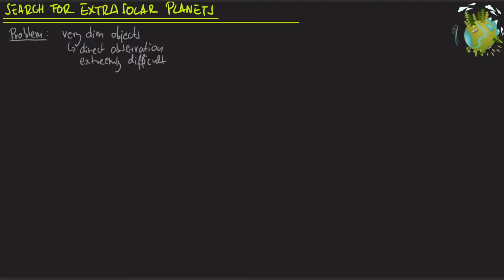Luckily, there's a solution to this problem, and that is indirect observation. Planets will influence their host stars, like bodies will influence each other. So even if it's just a little bit or a tiny amount, planets do affect their host star, and because of that, it's possible for us to observe them indirectly via the host star.